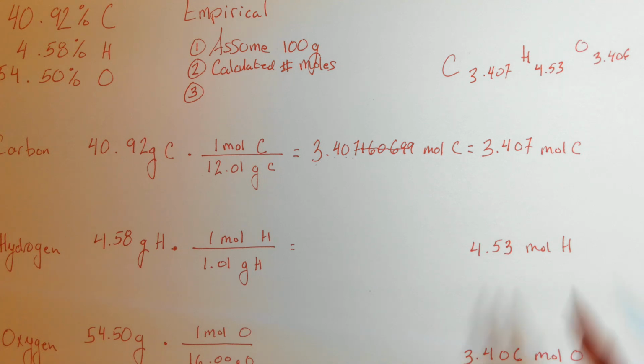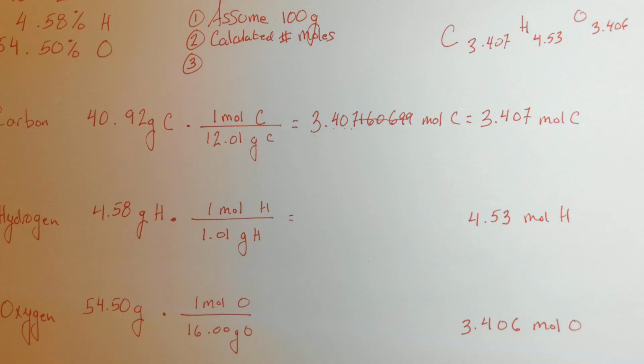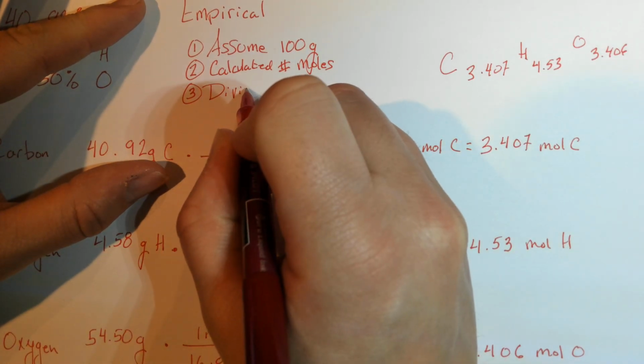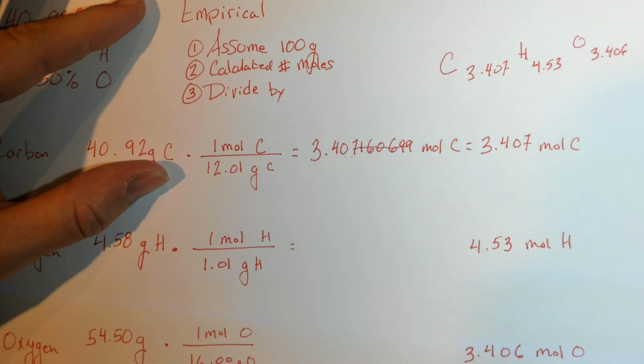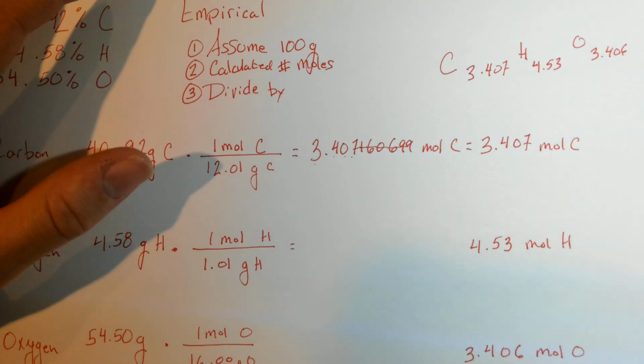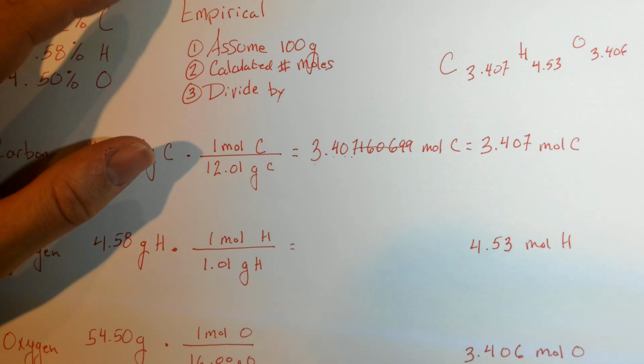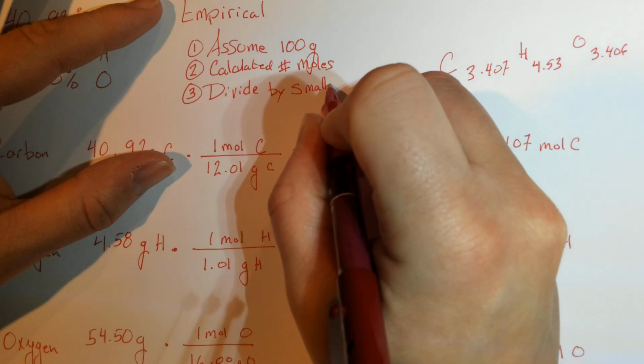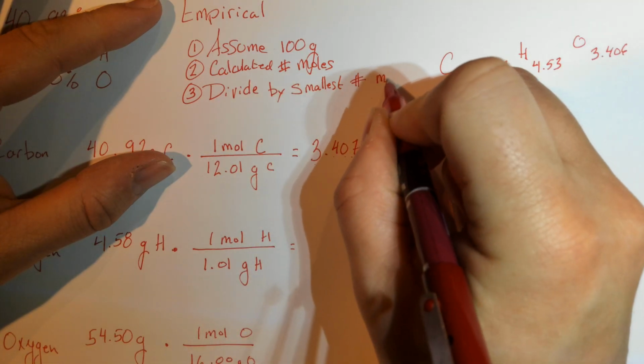So keep in mind that these are ratios. This is a fraction, so to speak. Except fractions only have 2 parts and this has 3 parts. So this is a ratio. So how are we going to get nice whole numbers here in our ratios? Well, we're going to divide everything. We're going to divide by the smallest number of moles. And that's going to guarantee that at least one of these numbers is a 1. And that's going to make things a lot easier for us. So we're going to divide by the smallest number of moles.